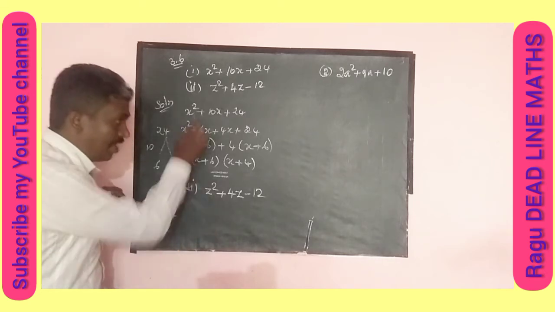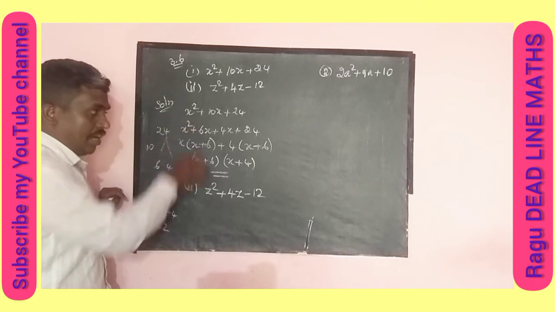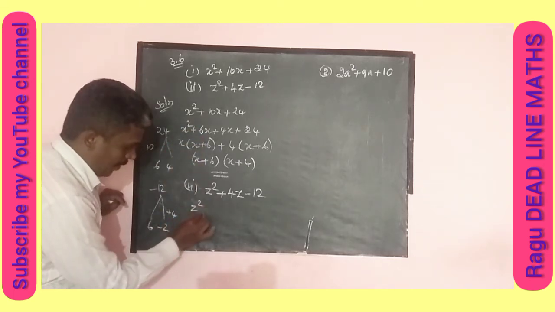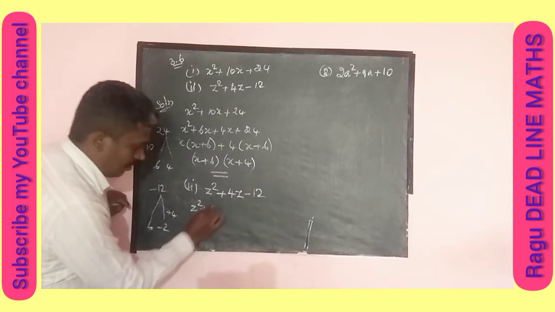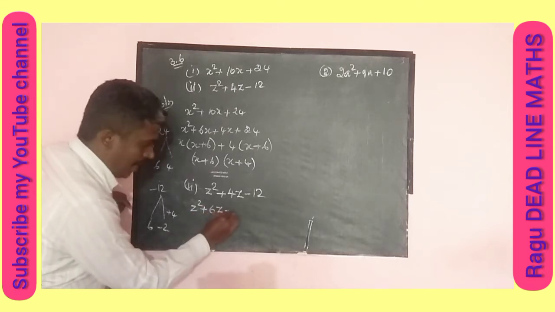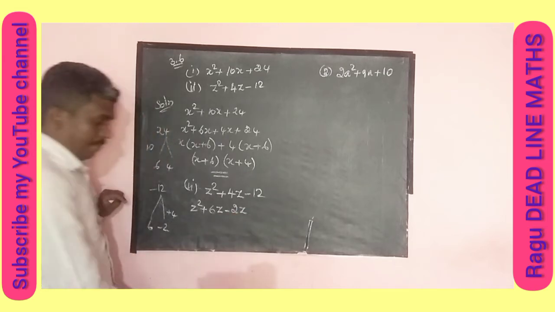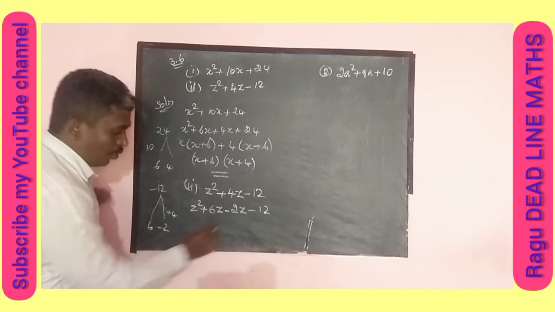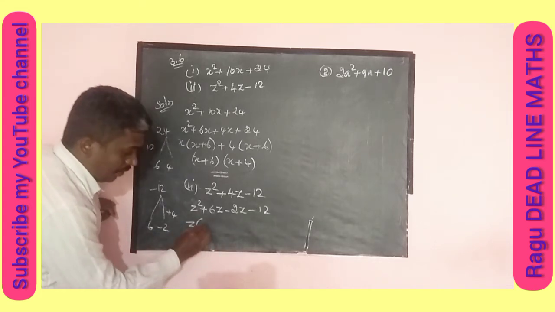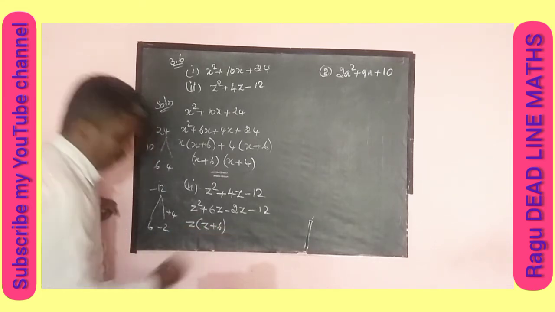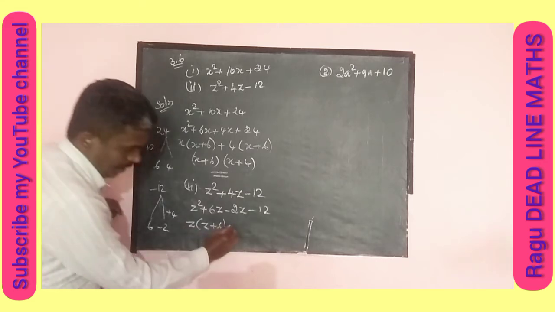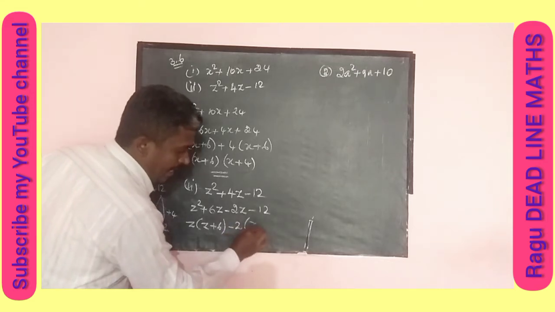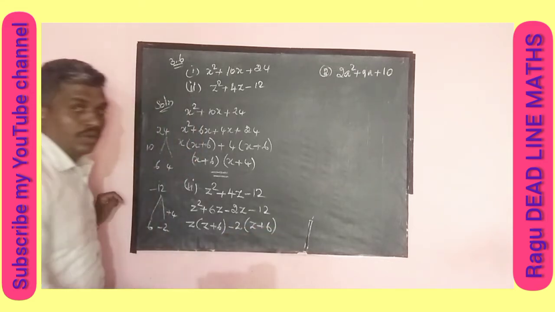So we can write the same procedure only. Whatever we do here, the same procedure. After finding this, see z square plus 6z minus 2z. Okay. Then the last term minus 12. From these two, z is common. Then z plus 6z, z plus 6a. Then minus 2, these two values, minus 2 is common. Again, z plus 6a. Okay.